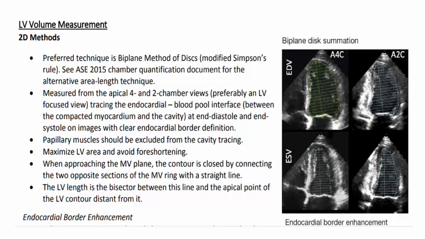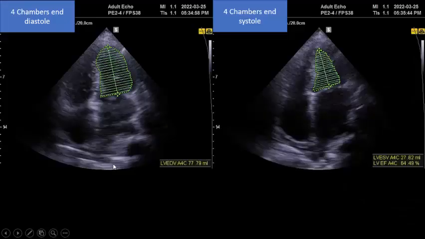The recent guideline of the American Society of Echocardiography and European Association of Cardiovascular Imaging talks about the biplane method of discs, modified Simpson method, as the gold standard in assessment of the left ventricle for chamber quantification. We did the biplane modified Simpson method for our patient. This is the end diastolic 4-chamber view, and this is the end systolic. You see, the patient is contracting well.